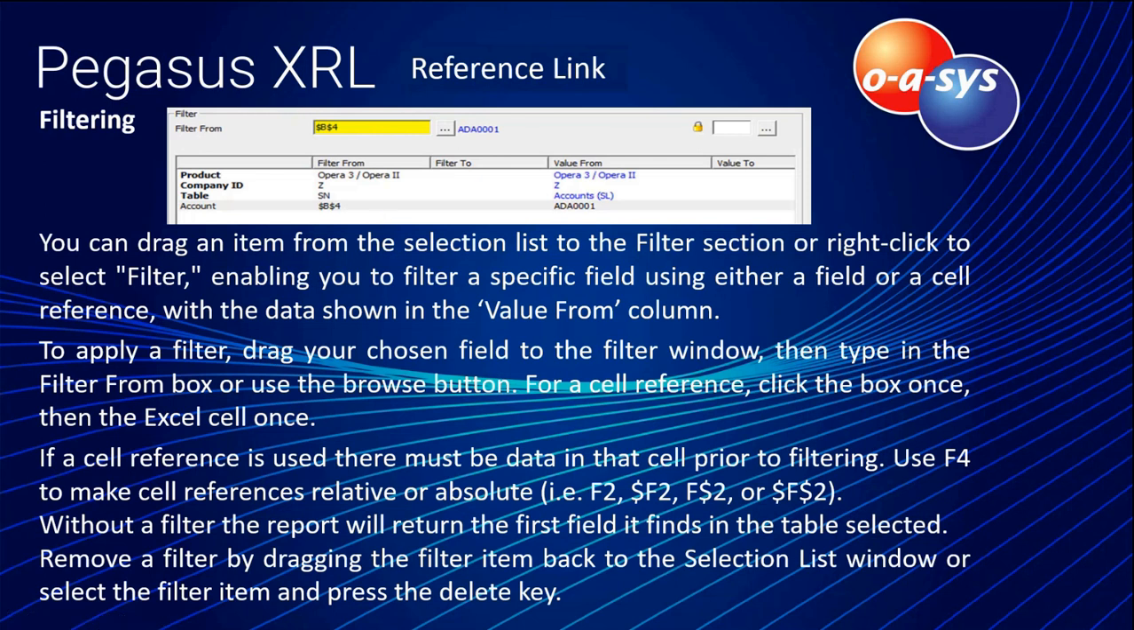If no filter is applied, then the report will return the first field it finds in the table that's selected. To remove a filter, you drag it out of the filter area back to the selection box, or you can press the delete key in the filter.